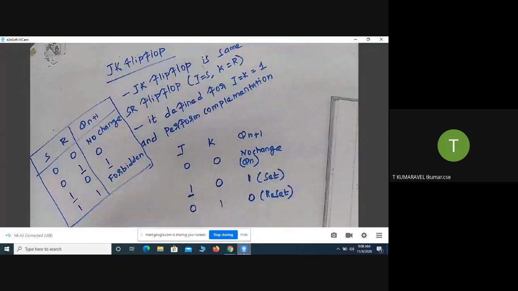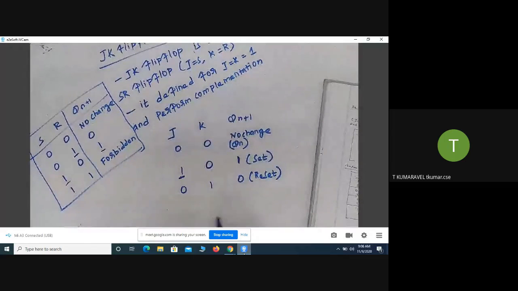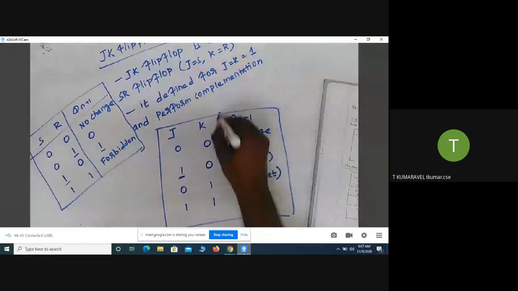The next one they define is 1 1. If the input combination is 1 1, what is the previous output? It is going to take its complement. That is the output. That is the truth table of the JK flip-flop.